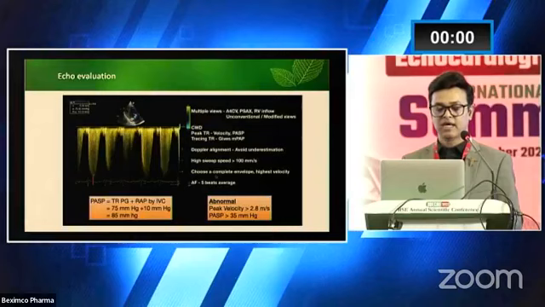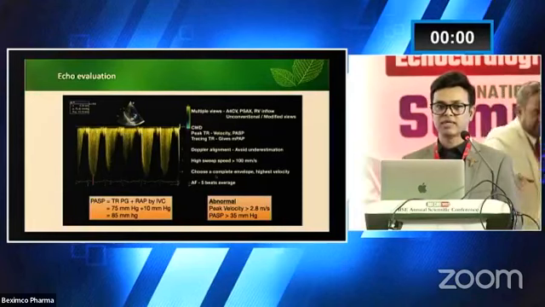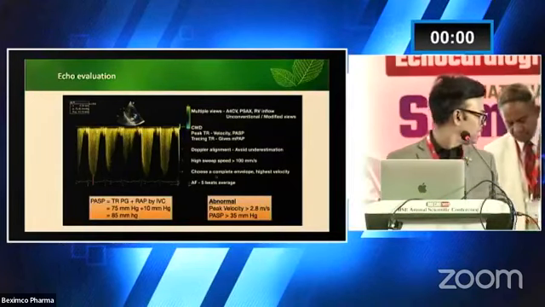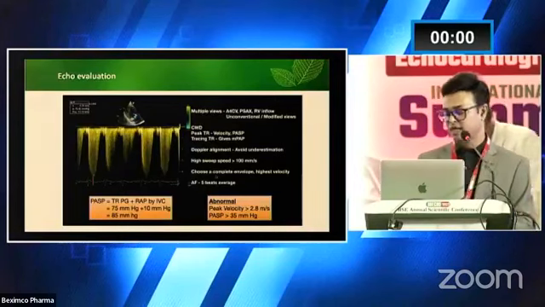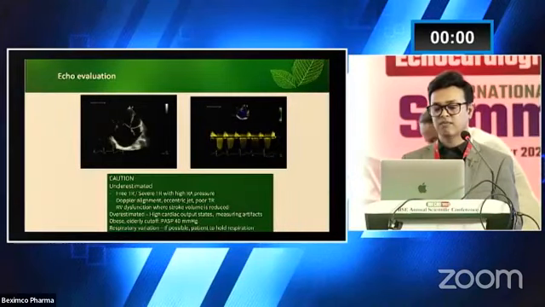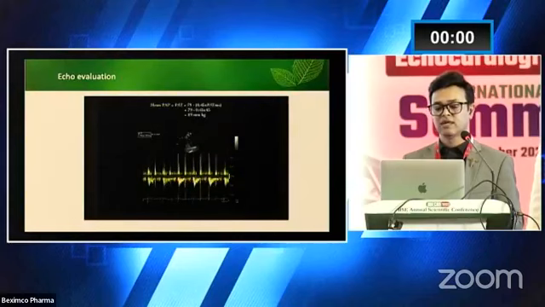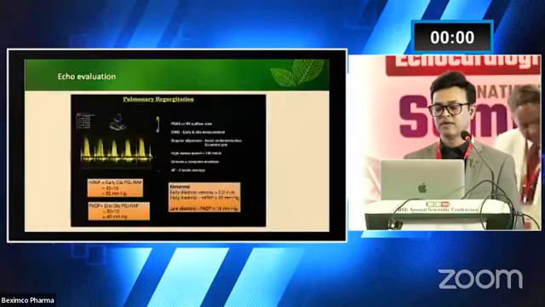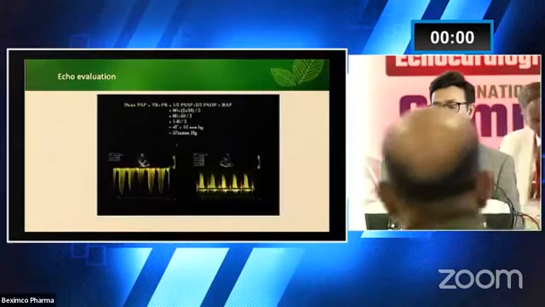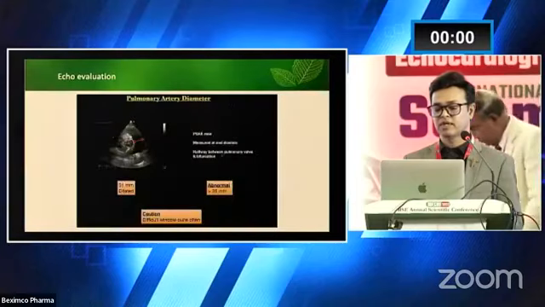This is tricuspid regurgitation. If it is severe, it is triangular in shape, and if it is mild to moderate, it will be parabolic in nature. Already I have mentioned everything. This is the picture. We can calculate mean pulmonary arterial pressure by acceleration time. We can also measure it from pulmonary regurgitation.